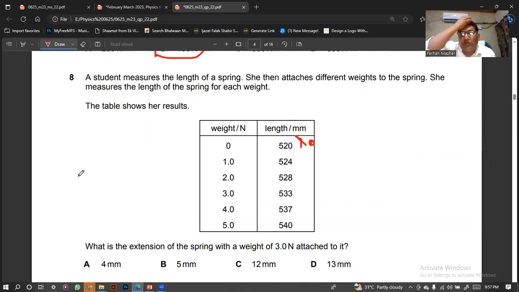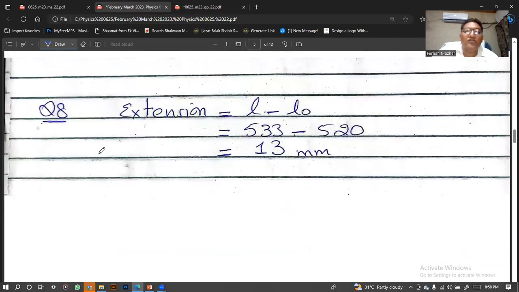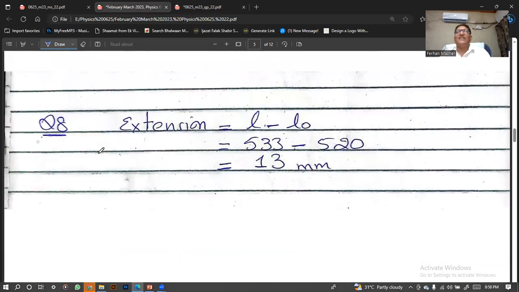So their question is, what is the extension of the spring with a weight of 3 newton? So when you have hung 3 newton, this is called the length L. You know the extension is equal to L minus L naught. This is the extension. So I can easily calculate that the extension is equal to L minus L naught. That will be 533 minus 520, and that will be 13 millimeter.